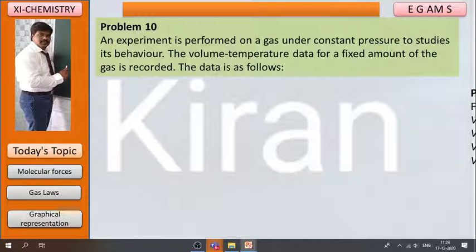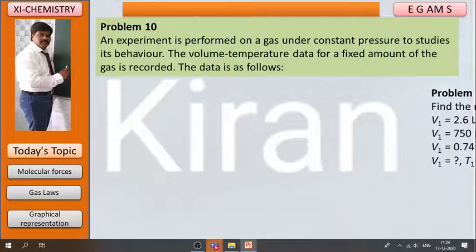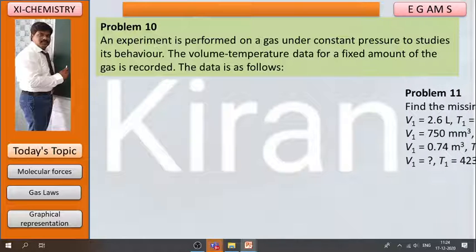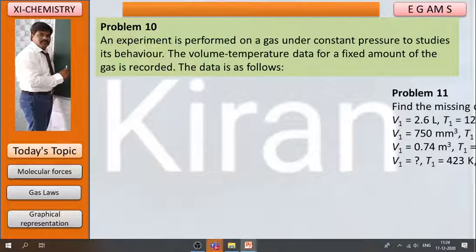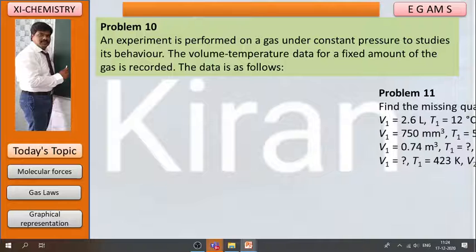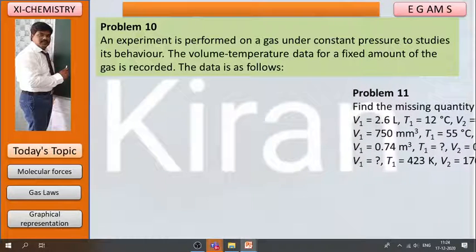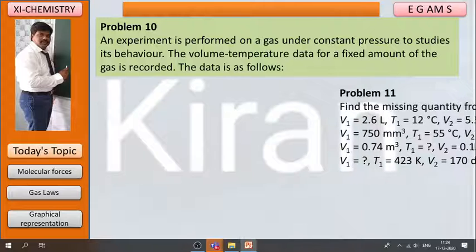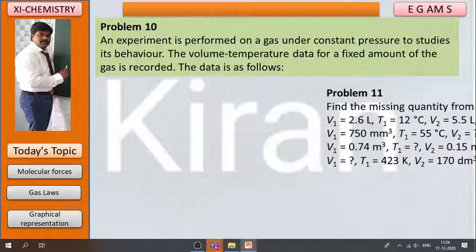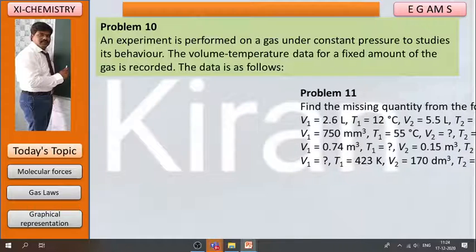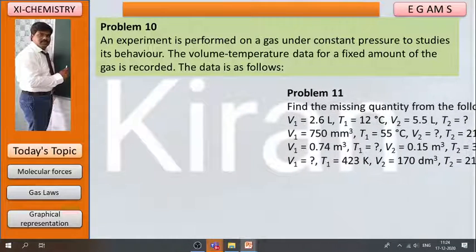10th question. An experiment is performed on a gas under constant pressure to study its behavior. The volume and temperature data for a fixed amount of the gas is recorded. The data is as follows. See here, as per the data, the missing values you have to fill in.